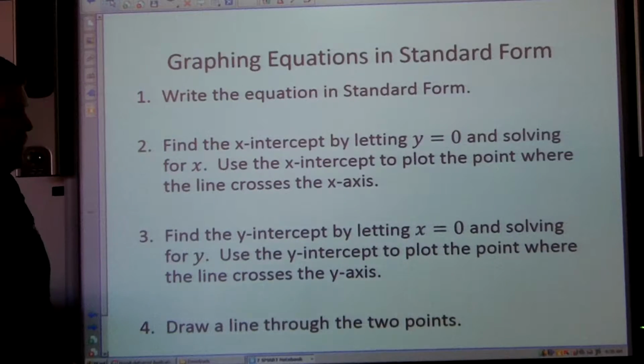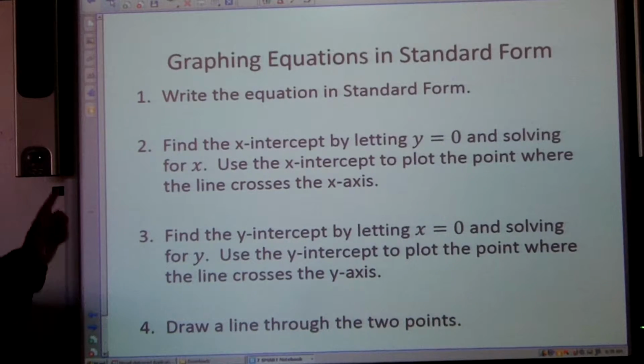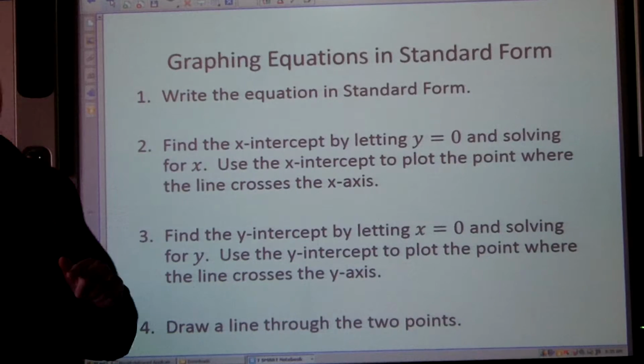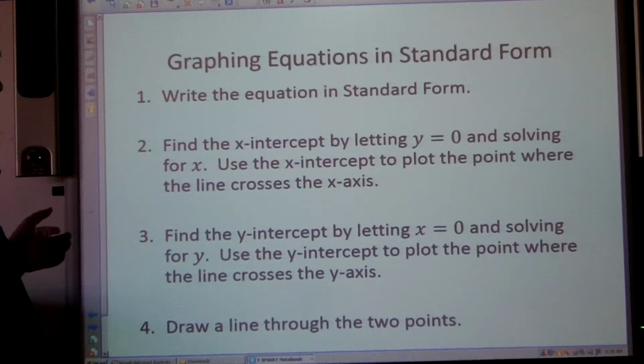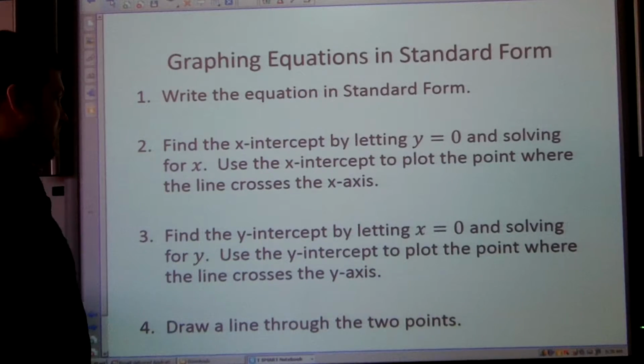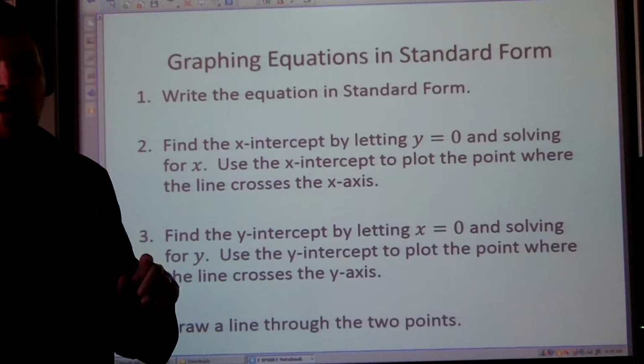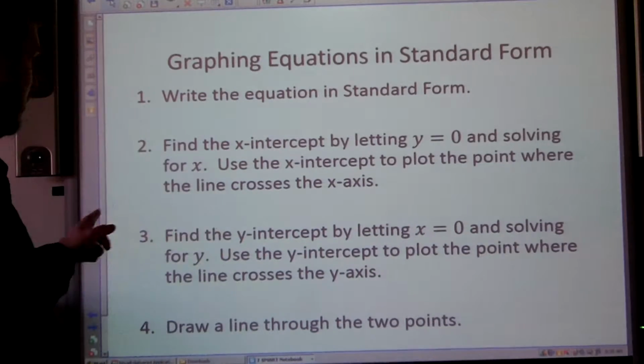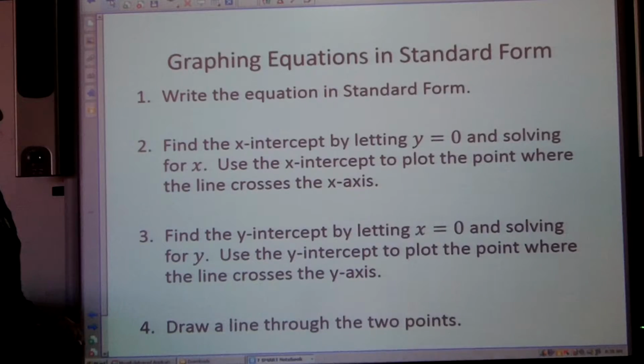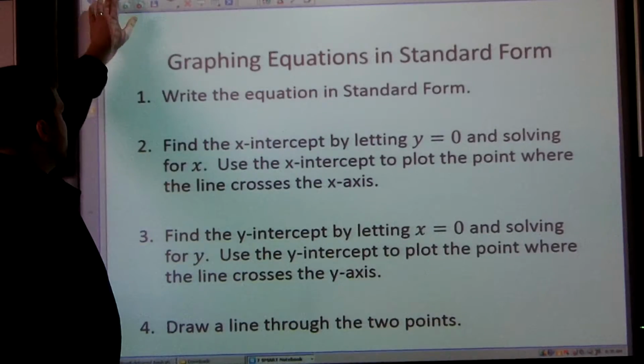Write the equation in standard form, Ax plus By equals C. Find the x-intercept by letting y equal 0 and then just simplifying down. Plot that x-intercept. Find the y-intercept by using x equals 0. Plot the point. And then draw a line through the 2 points. So let's do an example.